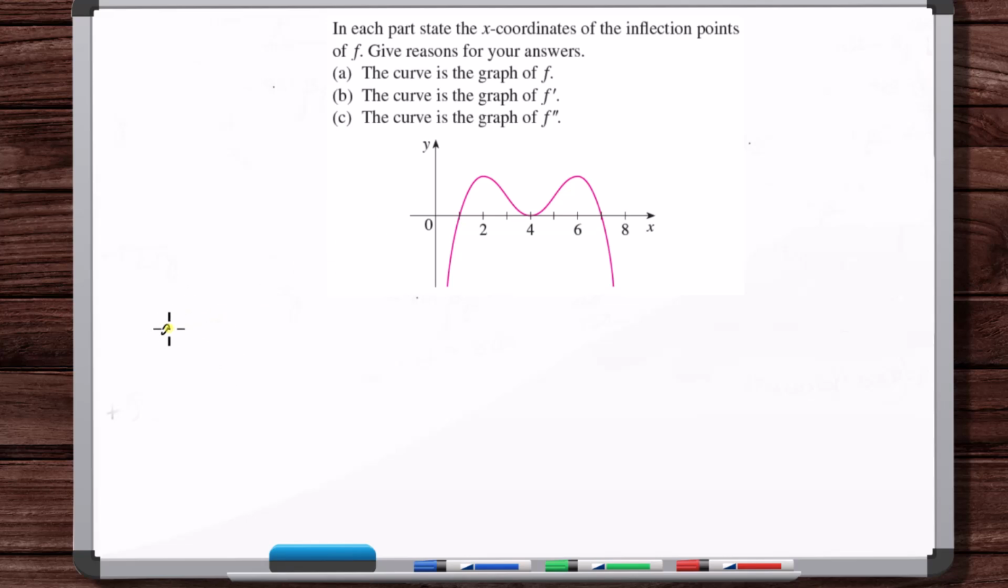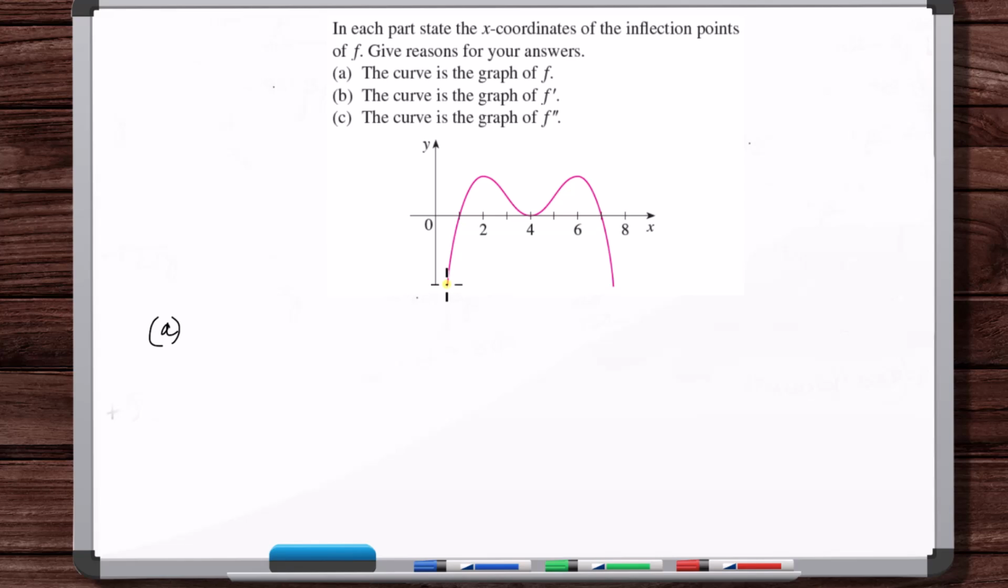The function has to be continuous. And so, okay, part A, the function is continuous, so that's not a problem. And then it's where the second derivative changes from positive to negative or negative to positive. So if we're looking at the function, then how can we check the second derivative?